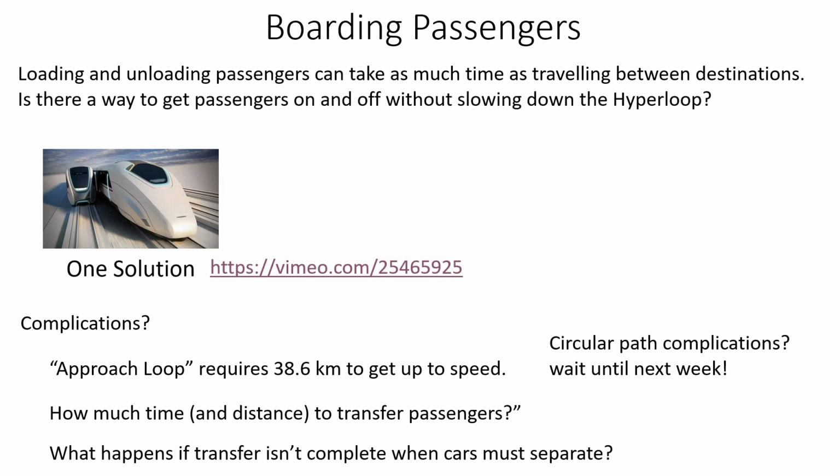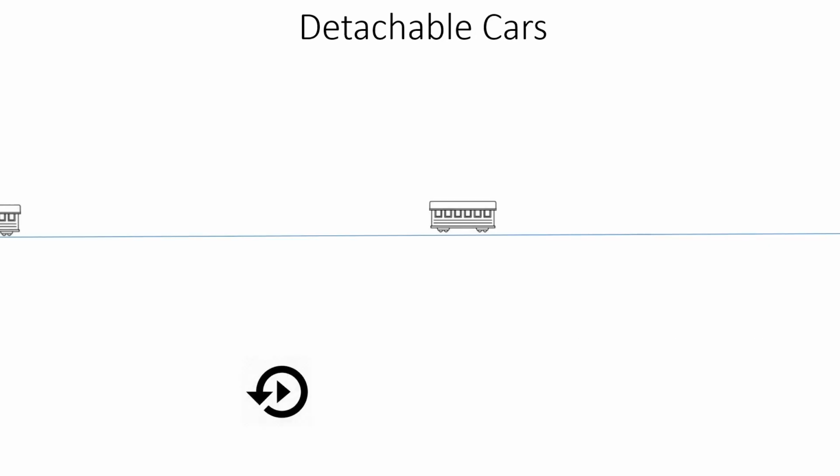So we talk about that, and then I ask students, well, does this add some extra complications? Is this really a good solution? It's not hard to think about things that are going to be a problem with that. Remember that it takes 38.6 kilometers to get up to speed. So that means that little assistant car has to travel 38.6 kilometers before it can join up with the original moving train. And then the question is, how much time and distance does it take to transfer passengers? Because this thing is moving at this high speed, that's added distance that they have to travel along together. So we're looking at some pretty significant large distances.